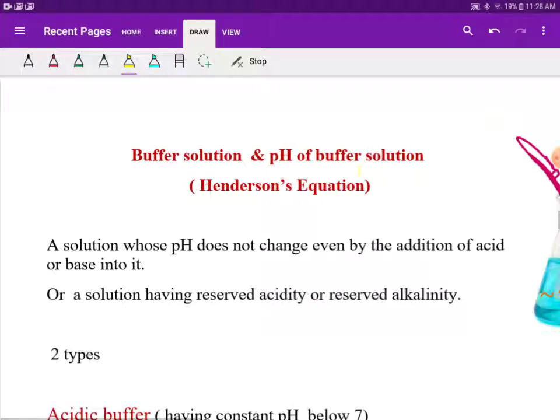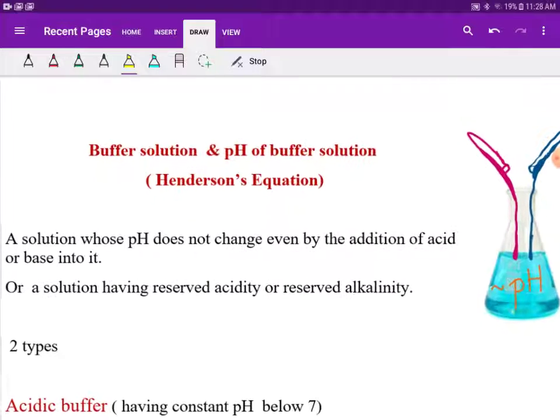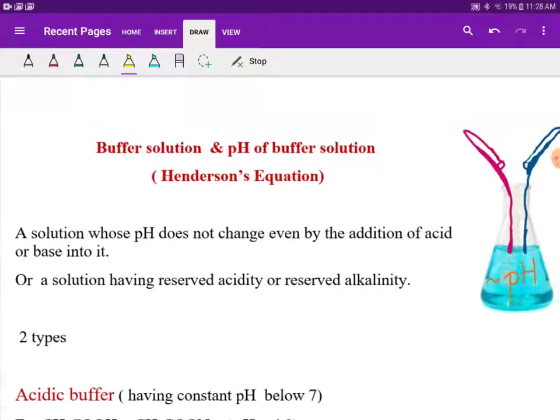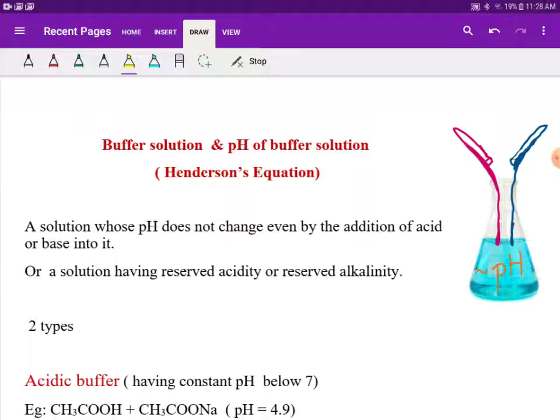Buffer solution and the pH of buffer solution, that is very important from the examination viewpoint. You can expect a short essay from this part. A buffer solution is a solution whose pH does not change even by the addition of acid or base into it. Or we can say it is a solution having reserved acidity or reserved alkalinity.